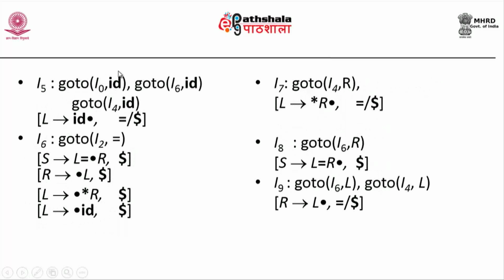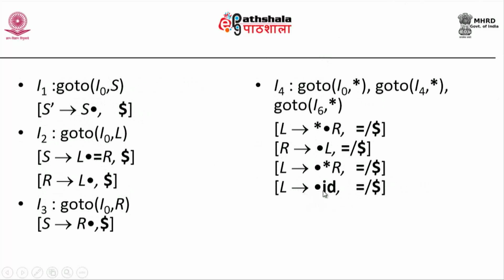So I naught comma ID and I6 comma ID are two different things, and I4 comma ID is a combination of these two. So I have basically merged three states into a single state, call it as L produces ID dot, comma equal to slash dollar. Where I had around 14 items, now I have only 10 items. I have merged two items here, one item here and one item with respect to this I4. So those two and 1. So I have basically reduced by 4 items here.